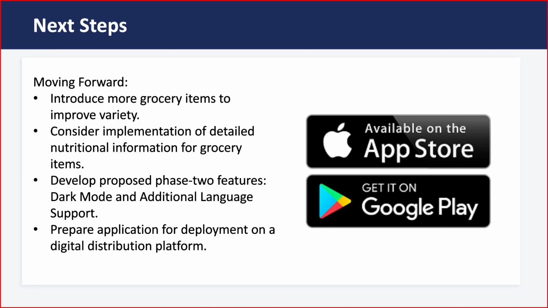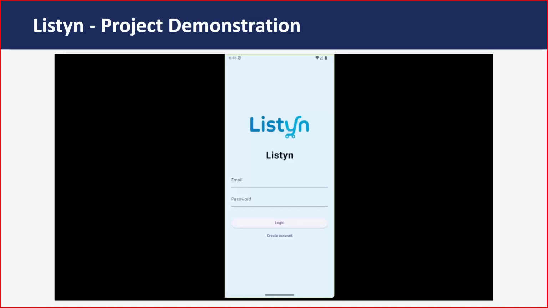Some steps we are considering moving forward are adding more grocery items, implementing full nutritional details like you'd see on the back of a drink or something for every item. We are also considering some phase 2 features like a dark mode and additional language support. Finally, we are considering preparing the application for actual deployment on a digital distribution platform like the App Store. Now, we will showcase an actual completed demo video of our final project build. Please take a look.